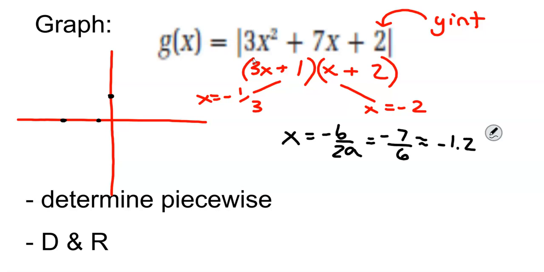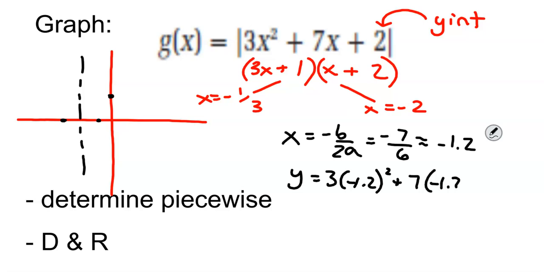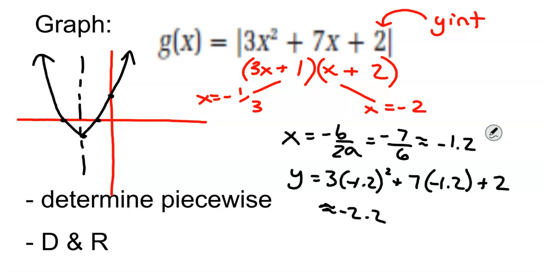So when I know that the x value of my vertex is at negative 1.2, now I need to find the y value. So to find the y value, we're going to plug that negative 1.2 back in to my equation. I've already done all the work here. So when you plug that in, you're going to get approximately negative 2.2. So I know my vertex is going to be down here at negative 1.2 and negative 2.2. So my original parabola looks something like this.